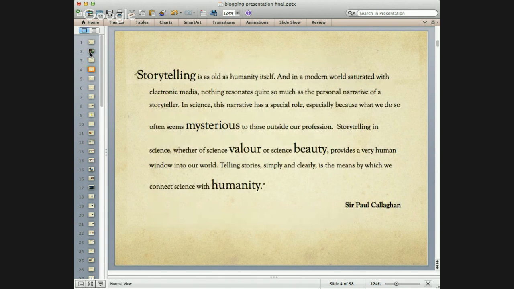I want to start off by setting the scene with a really fabulous quote by Sir Paul Callaghan, who is a physicist from New Zealand. And he talks about storytelling in science. What I love about this, and I think this sets us up well when we're talking about blogging and stories in science, is that science has a valor and a beauty and provides a very human window into the world. And telling those stories of science simply and clearly is how we connect science with humanity. And I think that really underpins the philosophy of blogging about science.